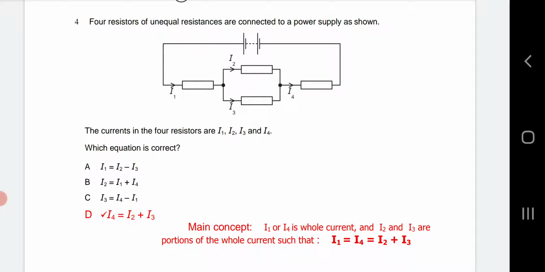This is the main concept. So I1 or I4 is whole current and I2 and I3 are portions of the whole current such that I1 is equal to I4 and both are equal to I2 plus I3. So option D.